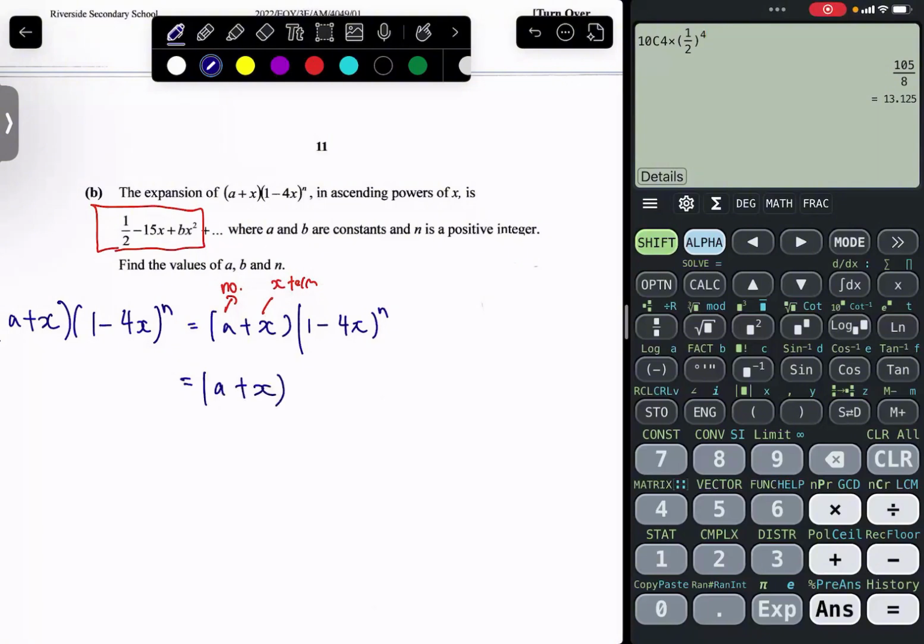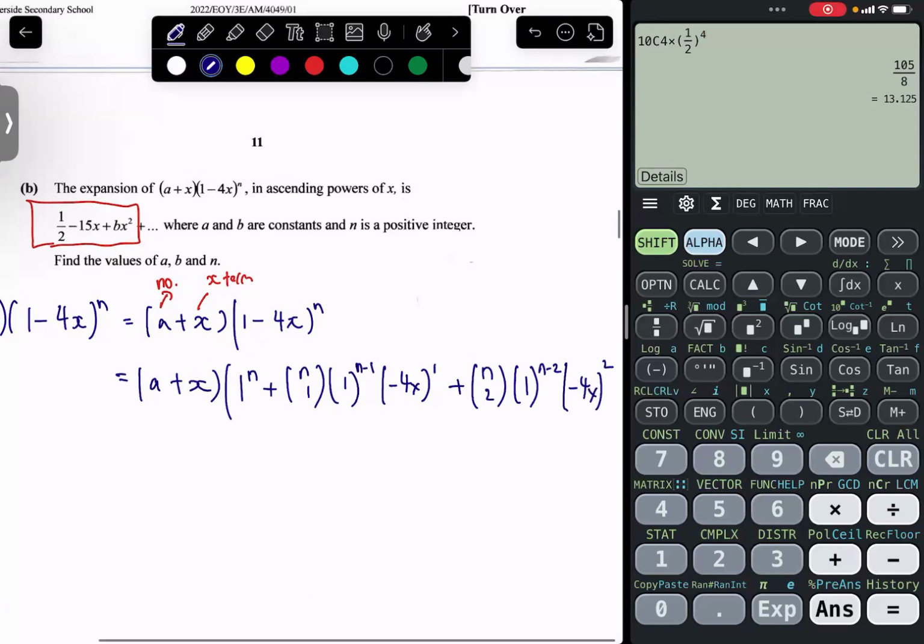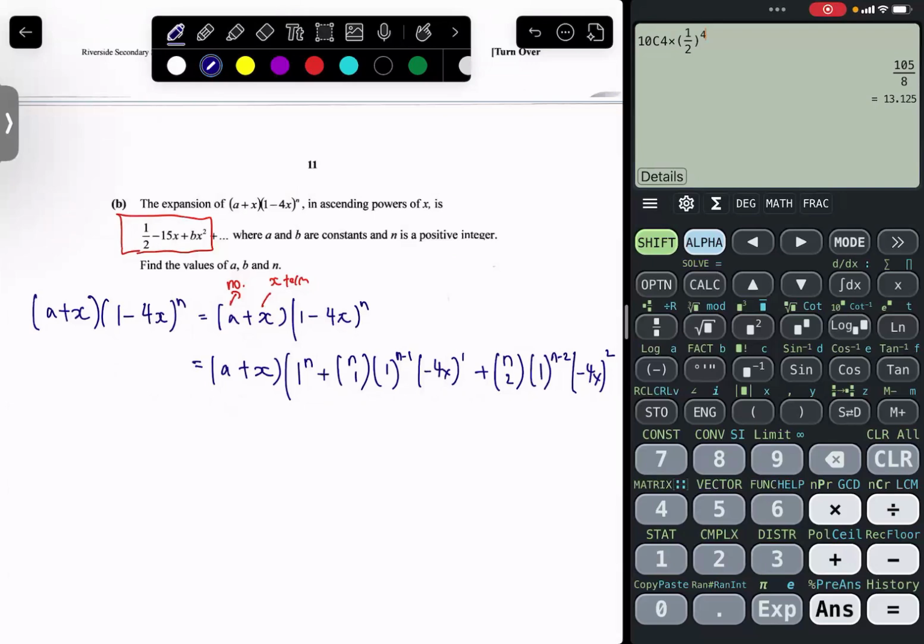(1 − 4x)^n is equal to 1 to the power of n, plus n choose 1 times 1 to the power of n − 1 times (−4x) to the power 1, plus n choose 2 times 1 to the power of n − 2 times (−4x) squared. I only need the first three terms, so that's that. Let's simplify it further.